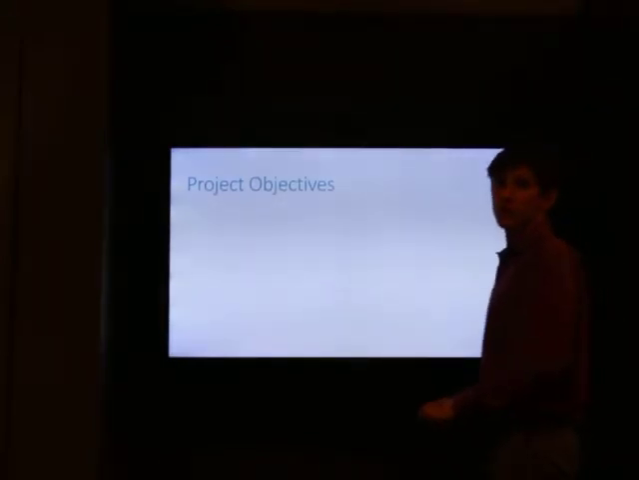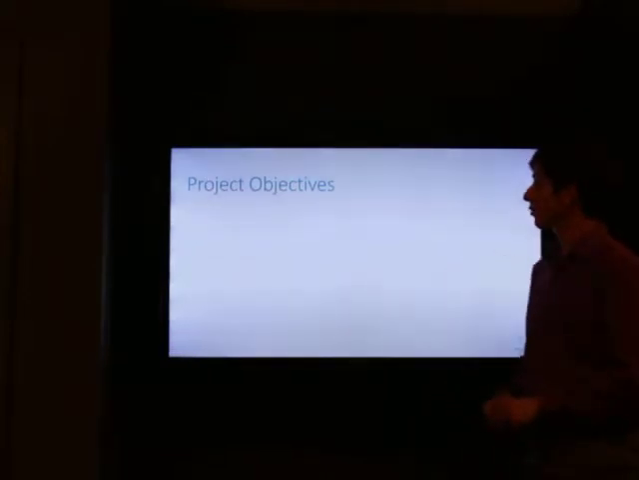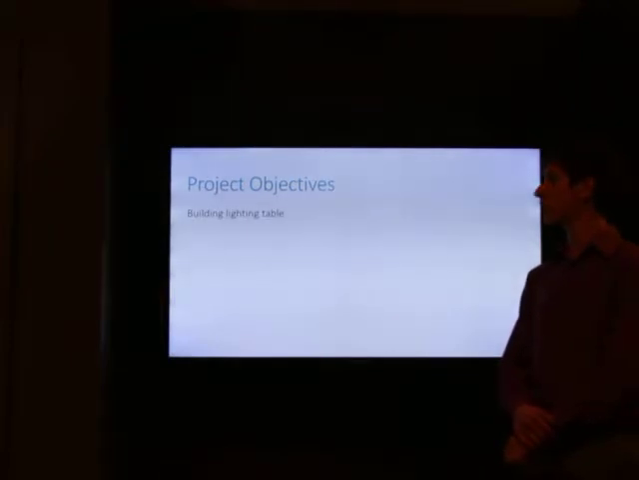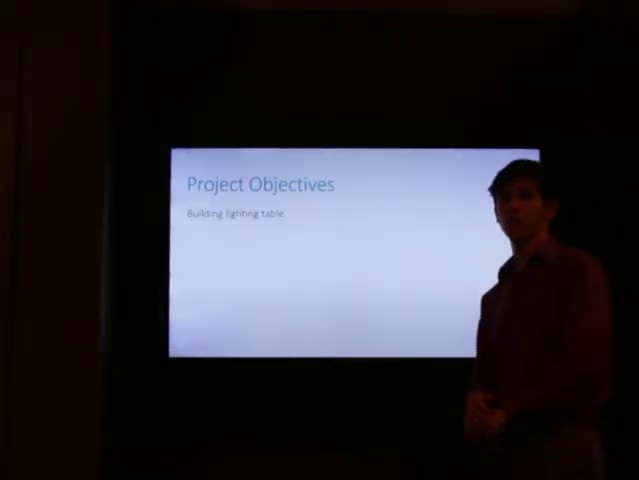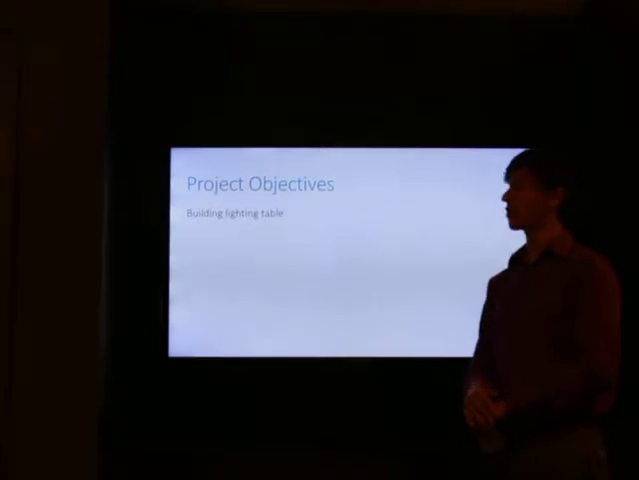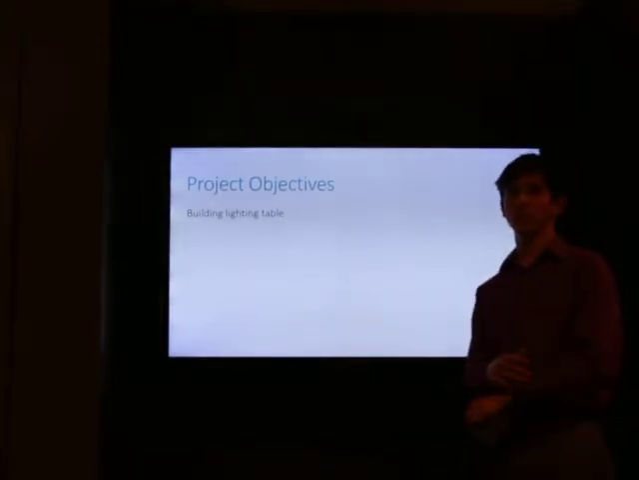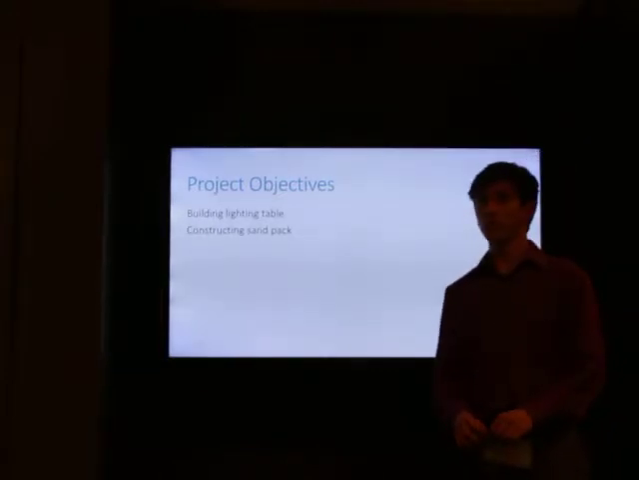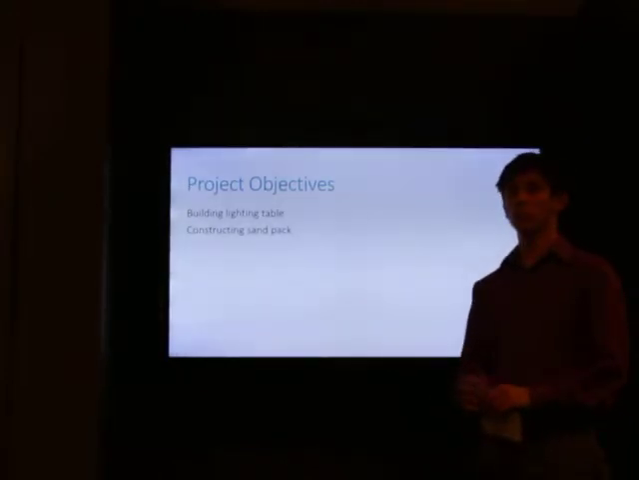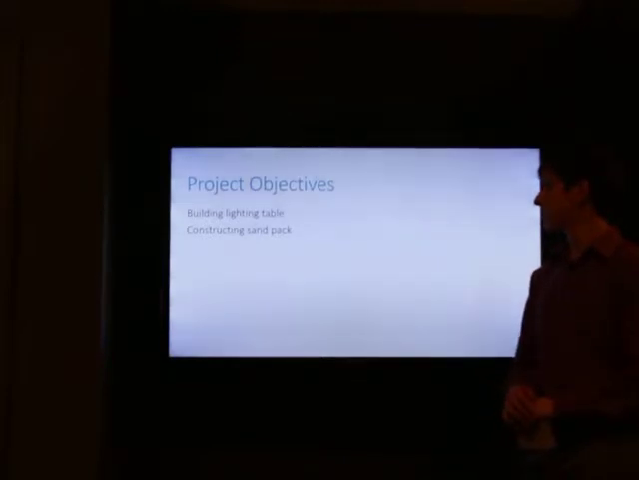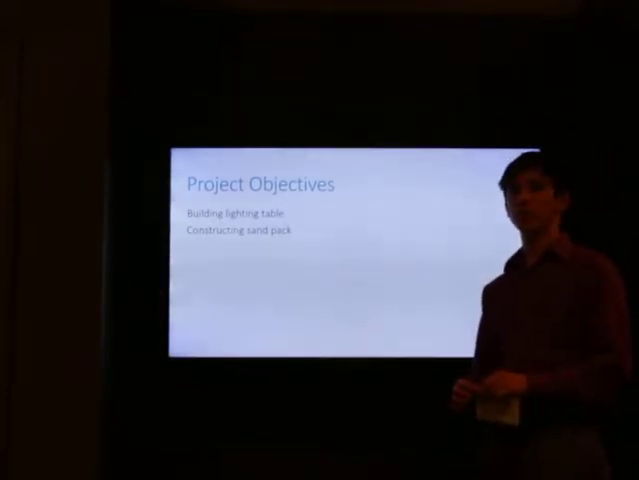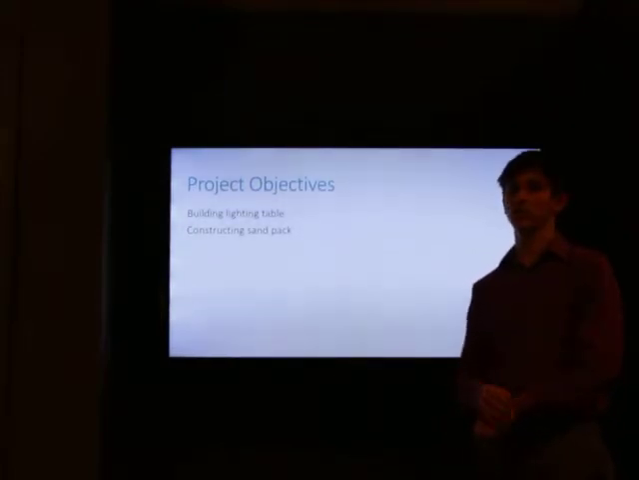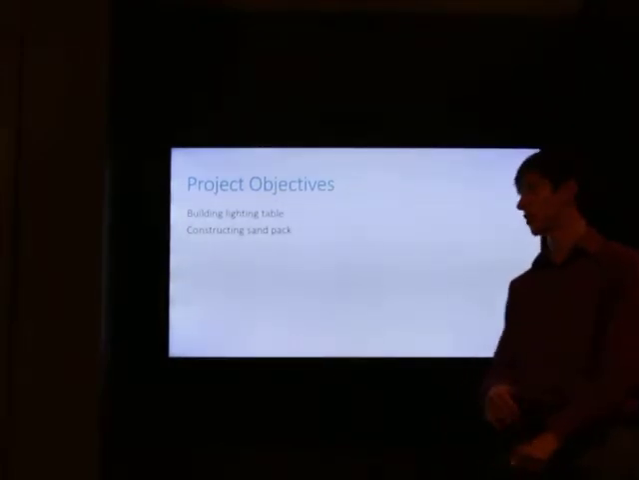So here I'm going to start with the project objectives. First, we built a light table. Coleman was in charge of the light table. The light table is what we are going to place our model on, and we will also have light shining through to see the advancement of the fluids through the model. Next, we will construct a sand pack. Bradley will be in charge of this. We will be injecting our fluids through the sand pack to test the different mobility ratios, and Bradley will discuss later on the slides how we're going to construct the sand pack.